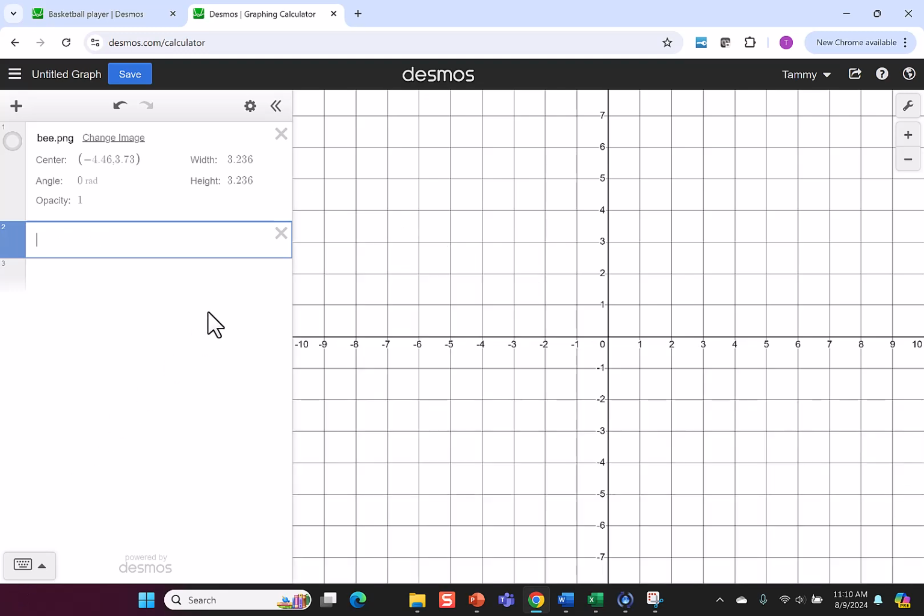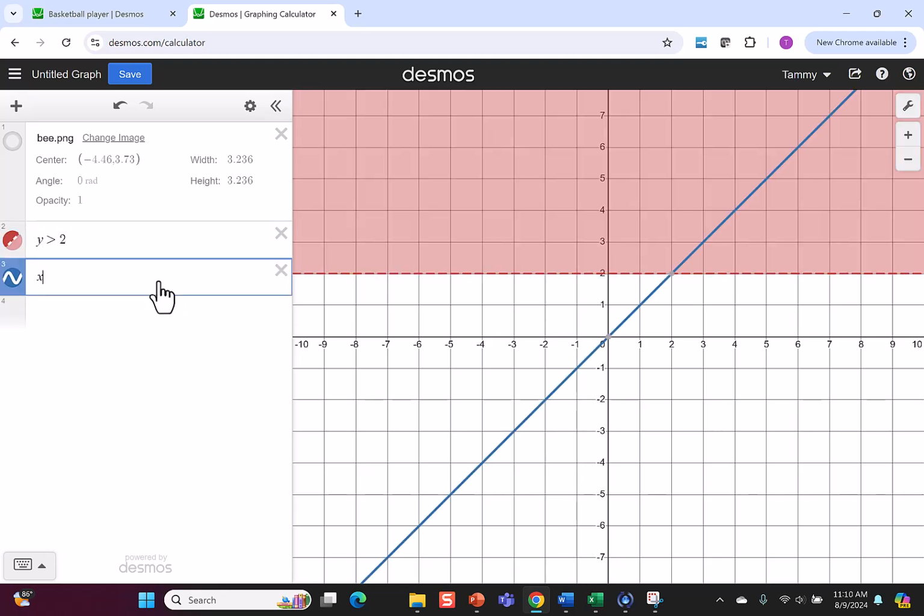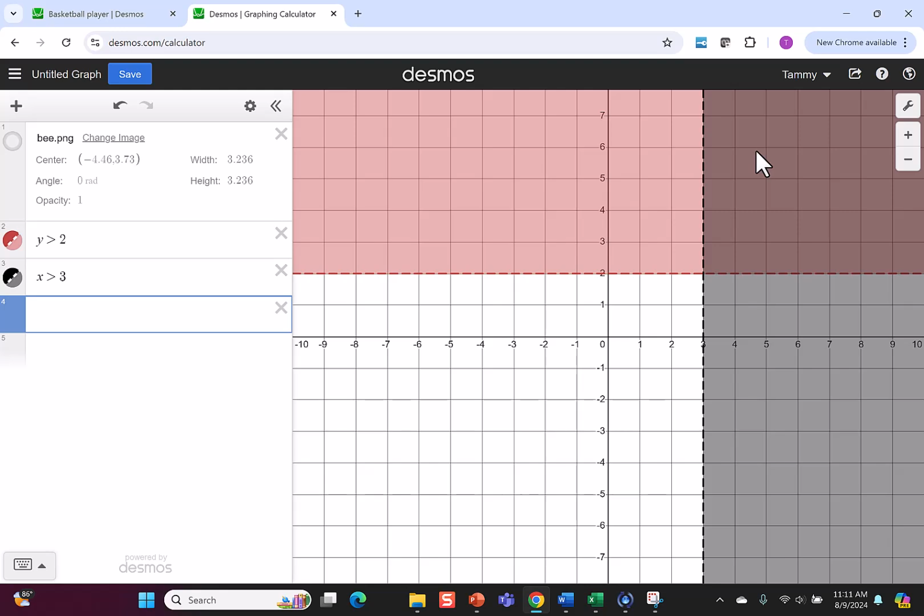When we have more than one inequality, we will have multiple shaded regions. Our solution is where the shaded regions overlap. Let's take an easy example to start. Let's say y is greater than 2, and let's let x be greater than 3. I have a top region where y was greater than 2. I have a right region where x was greater than 3. It's important to see that the inequality becomes an and statement when we put the two regions together.